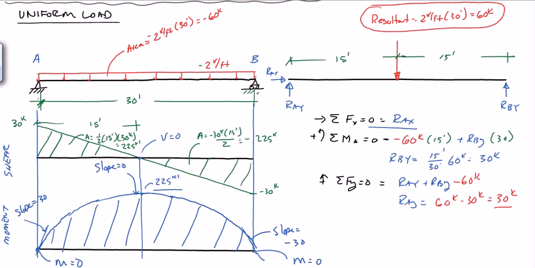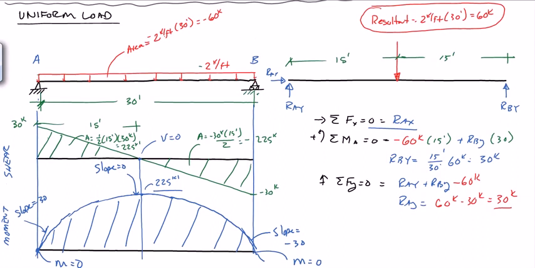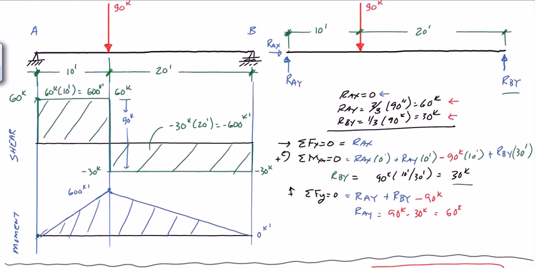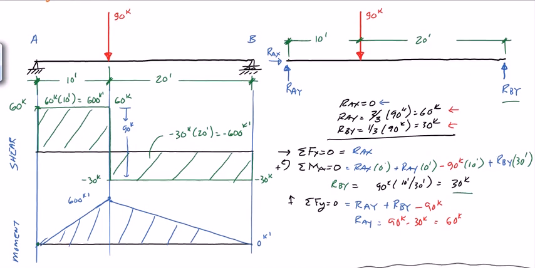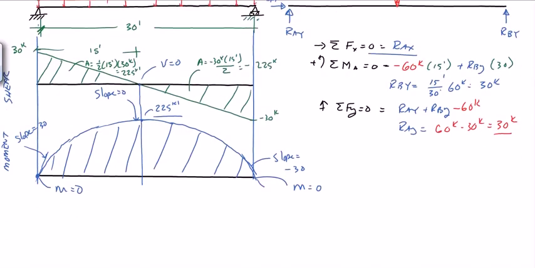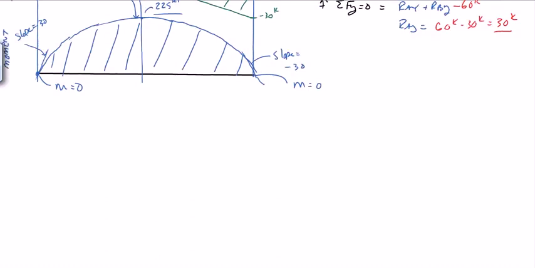Okay, so we have a shear diagram and moment diagram for a uniform load, which are 2 triangles and a parabola. And when we have a point load, we get these rectangles and triangles. So what happens if we put the two together? Let's go ahead and see what happens when we put 2 of them together.